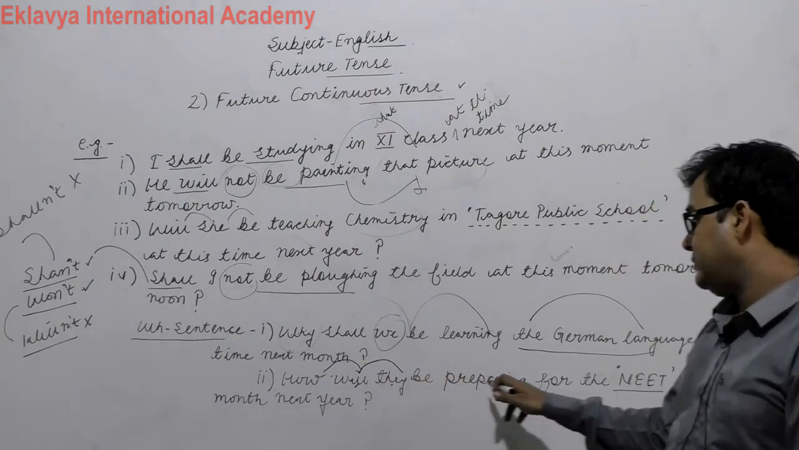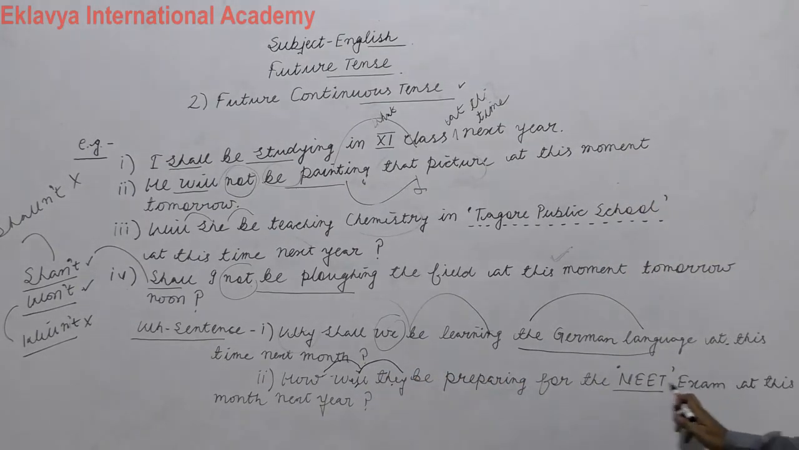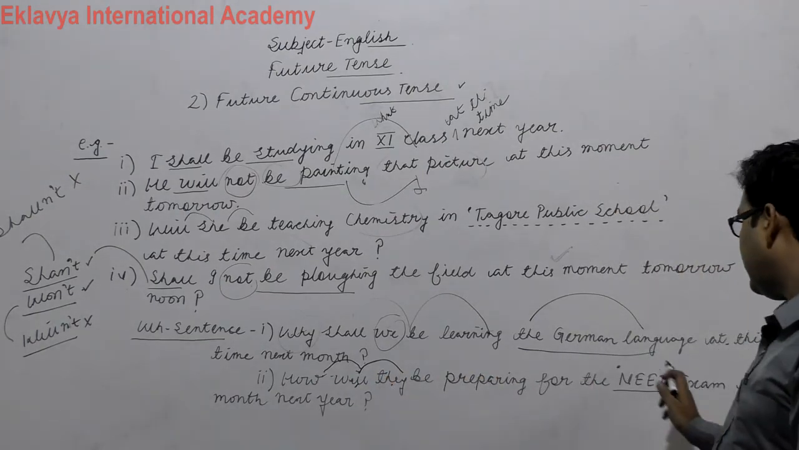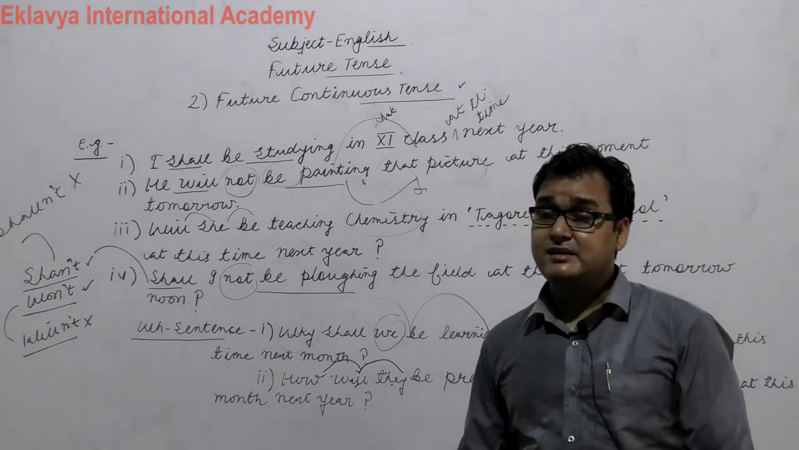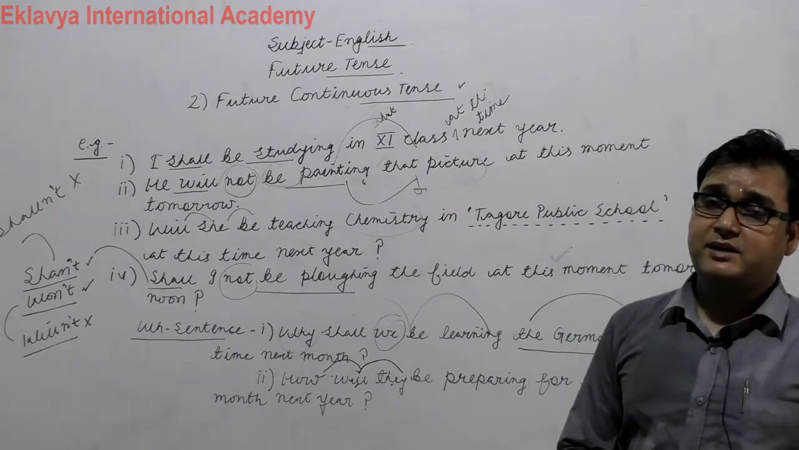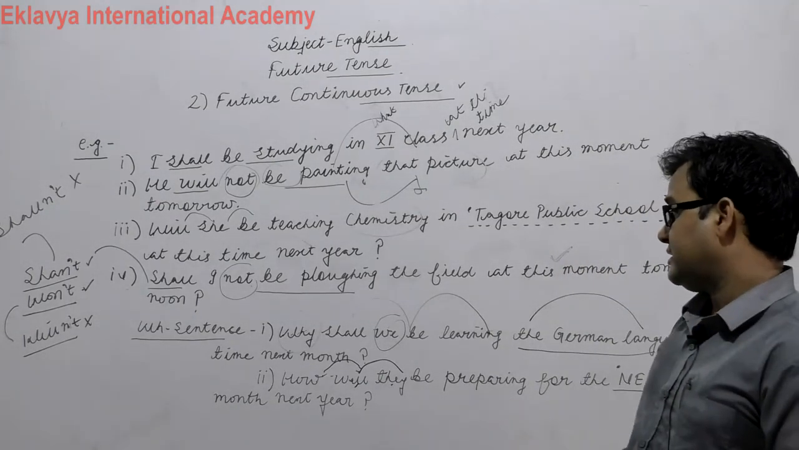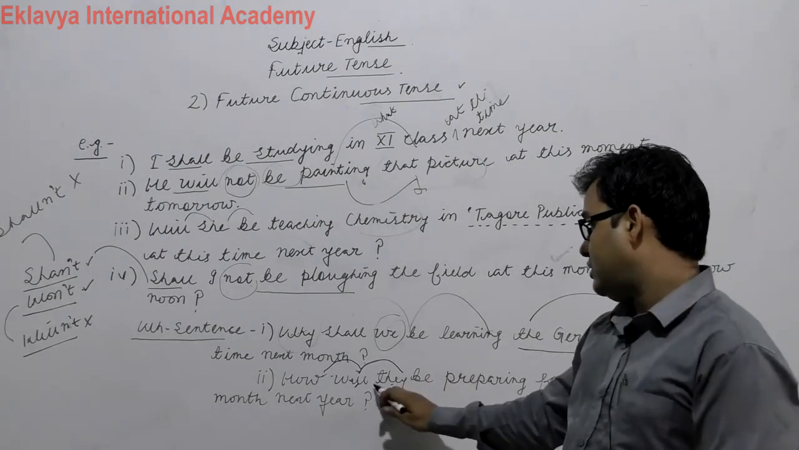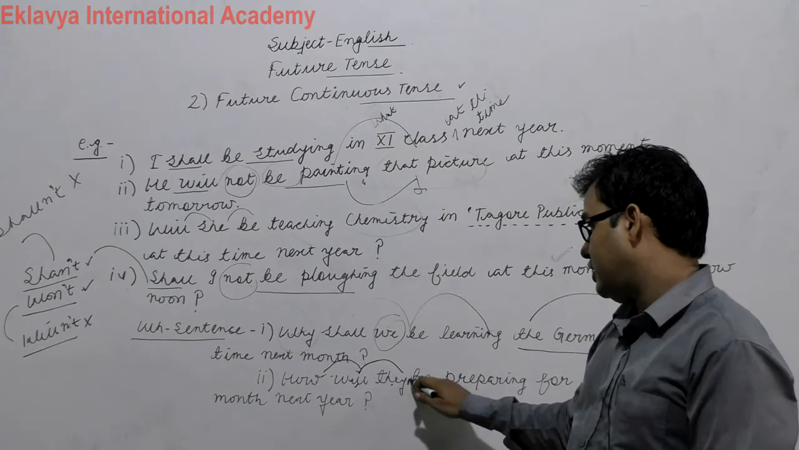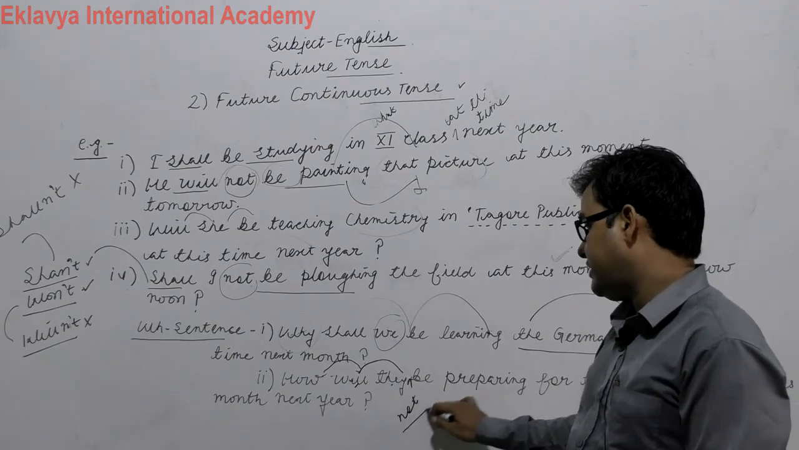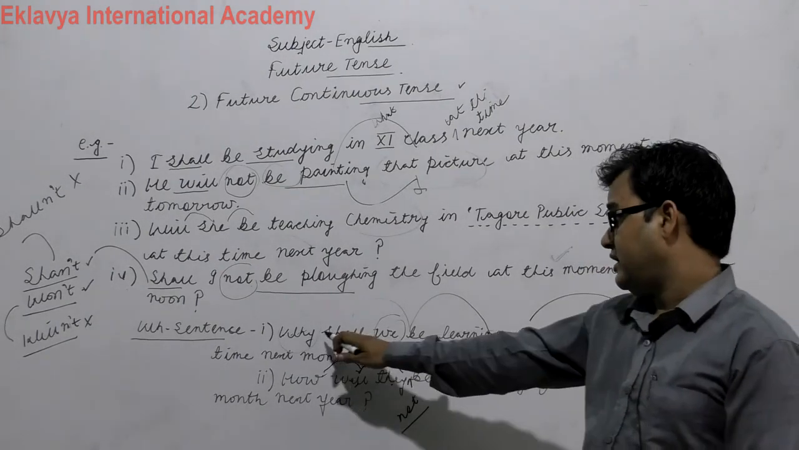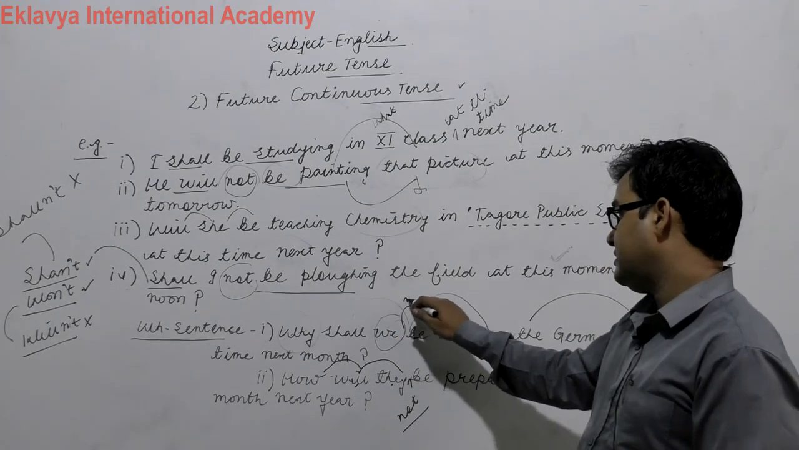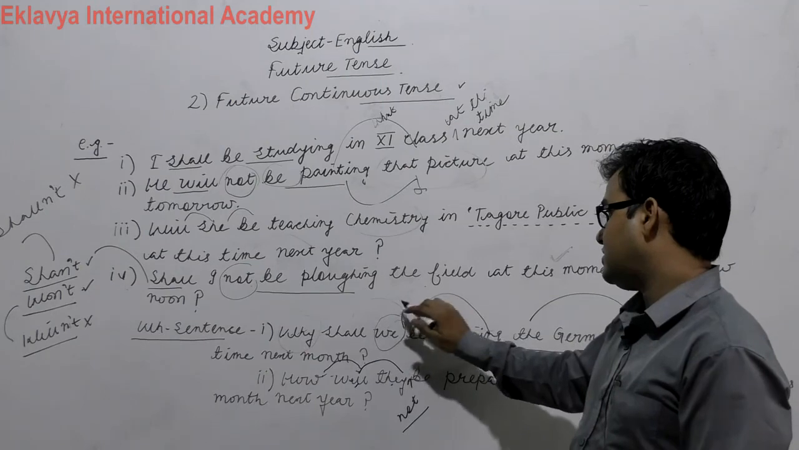How will they be preparing for the NEET exam at this month next year? Next year अगले साल जो है NEET exam के लिए किस प्रकार से तैयारी कर रहे होंगे. If you want to have your example negative, then you can mention not here, like how will they not be. If you want to write a negative sentence, you can mention not here. Why shall we, why shall not be, you can mention not here.